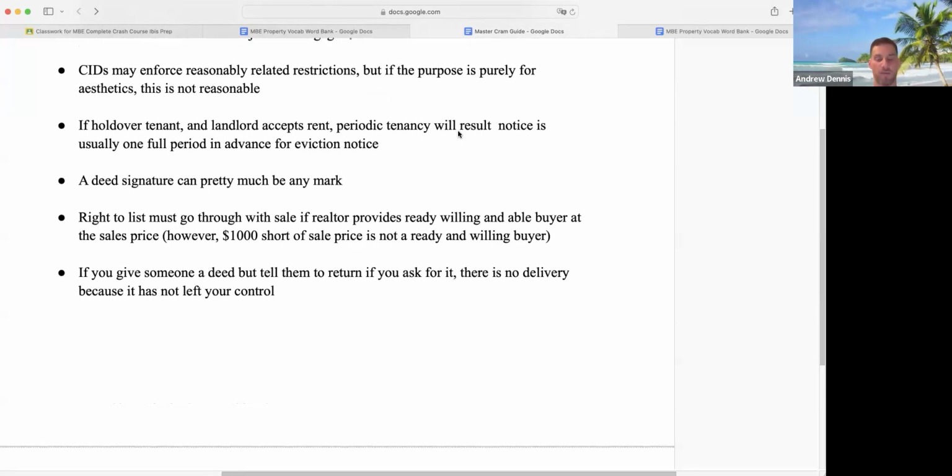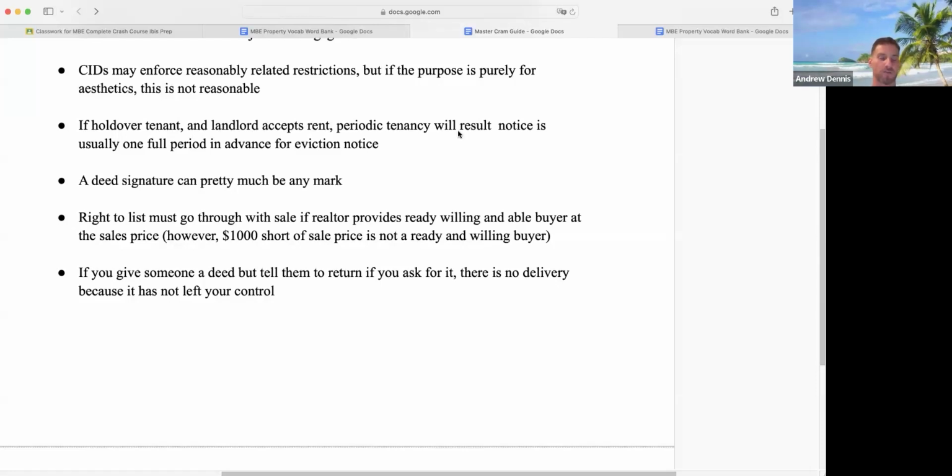So you have a residential lease for a year, and then you hold over, you don't have a new lease, and you're paying monthly. That will probably result in a month-to-month periodic tenancy, and notice will be a full month in advance for eviction. A deed signature can be pretty much any mark, drop of blood, Prince's sign.